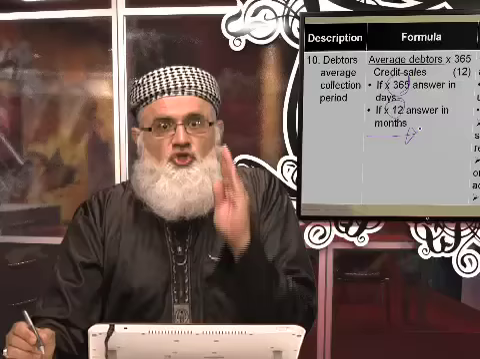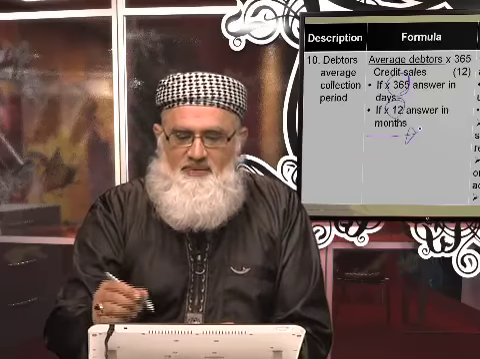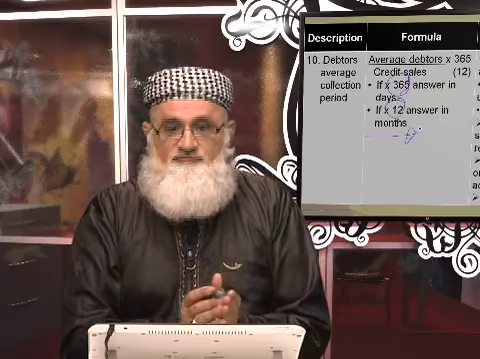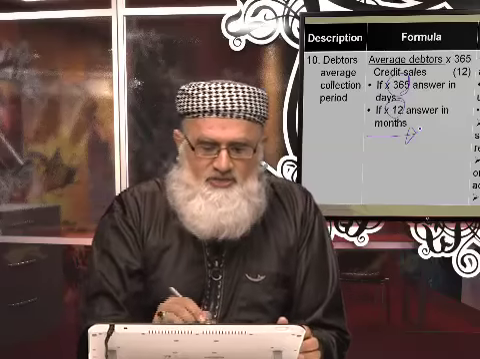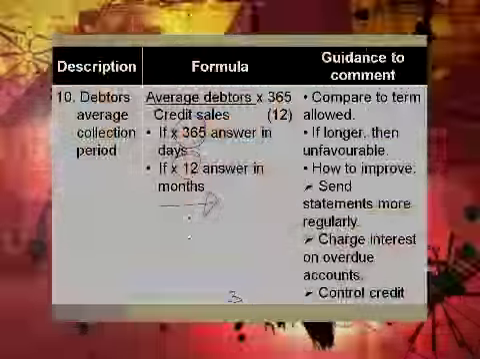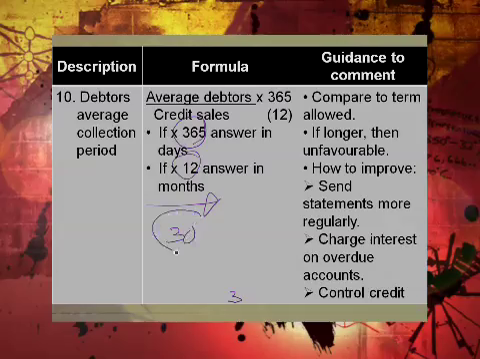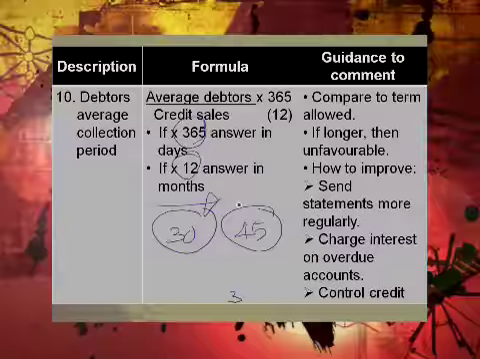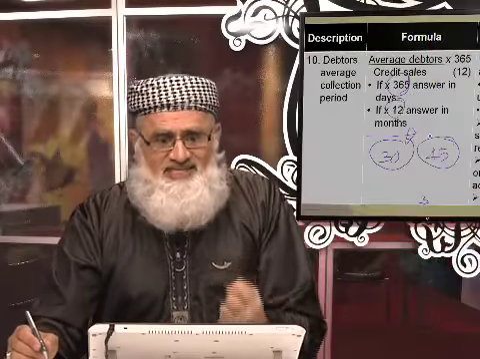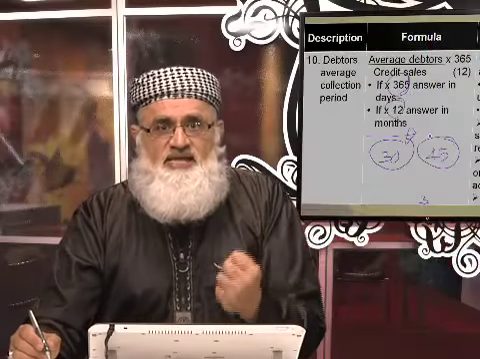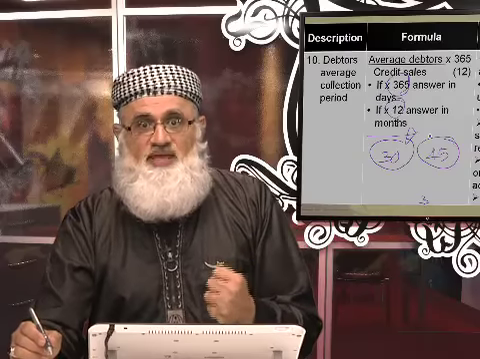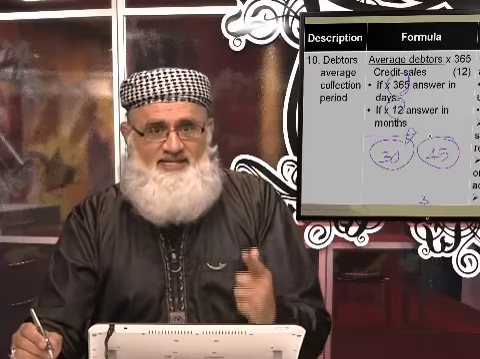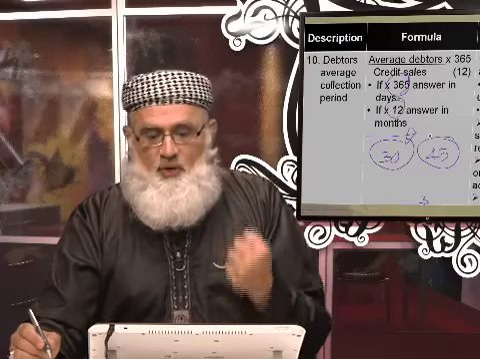Now, you've got to compare this to the term that is allowed to your debtor. For example, if you are allowing your debtors 30 days to pay you, and you're getting a debtors collection period of 45 days, what does it mean? It means certainly that your debtors are taking 15 more days in which to settle your account. And that is problematic. It's going to impact on your liquidity.